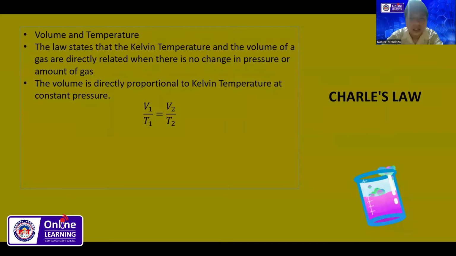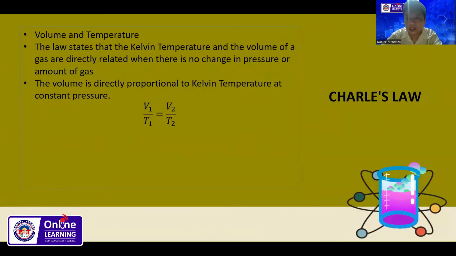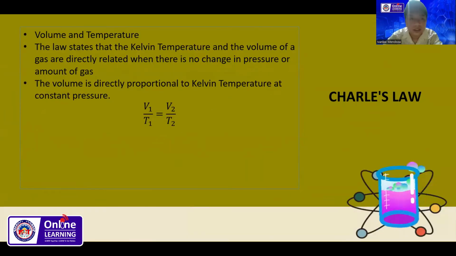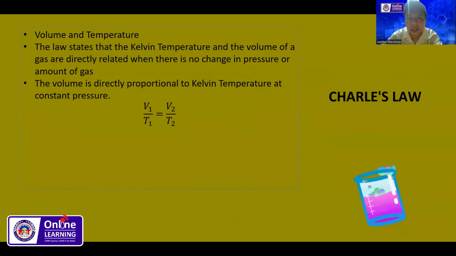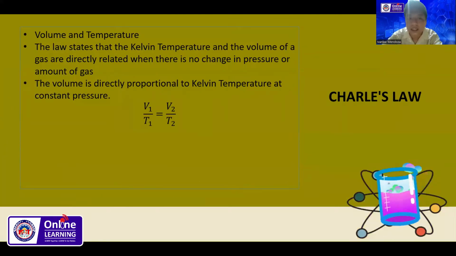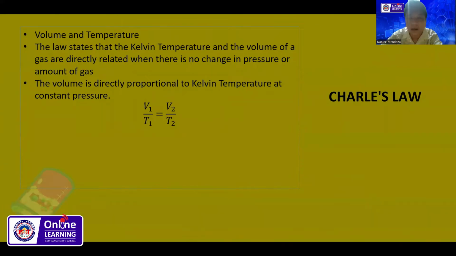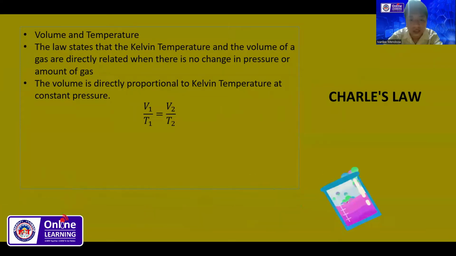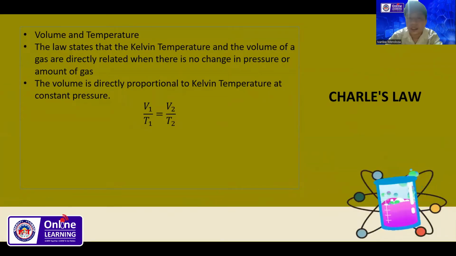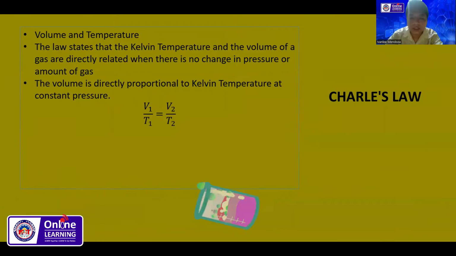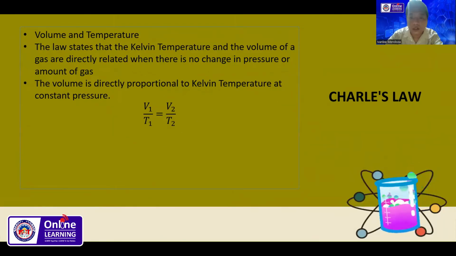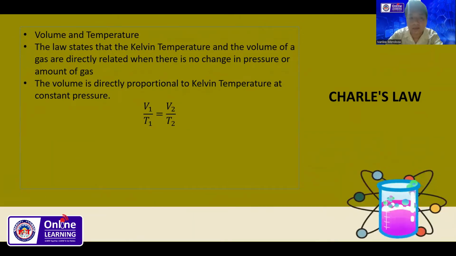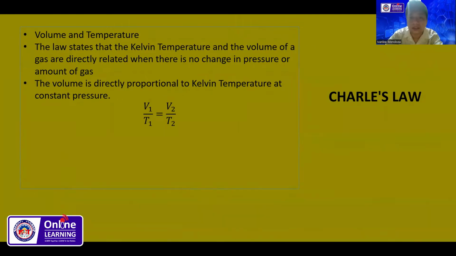Okay? Now, another well-known law is Charles' law. That is the relation between volume and temperature. The law states that the Kelvin temperature and the volume of a gas are directly related when there is no change in pressure or amount of gas. The volume is directly proportional to the Kelvin temperature at constant pressure. So the relationship between volume and temperature is directly proportional, and there is no change in pressure, meaning the pressure is constant.